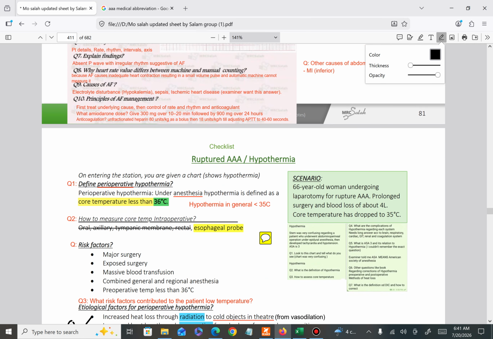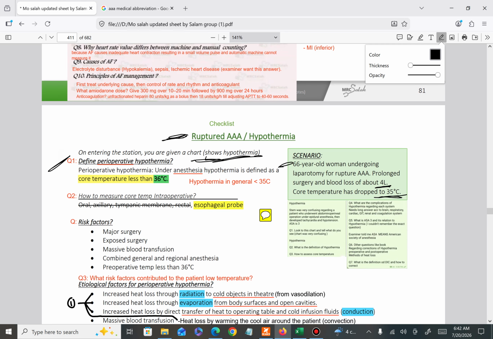Then the next station is of ruptured abdominal aortic aneurysm and hypothermia. The scenario is a 66-year-old woman undergoing laparotomy for ruptured abdominal aneurysm, with prolonged surgery and blood loss of about 4 liters. Core body temperature dropped to 35 degrees. On entering the station, you are given a chart showing the hypothermia. Now, the first question: define perioperative hypothermia.